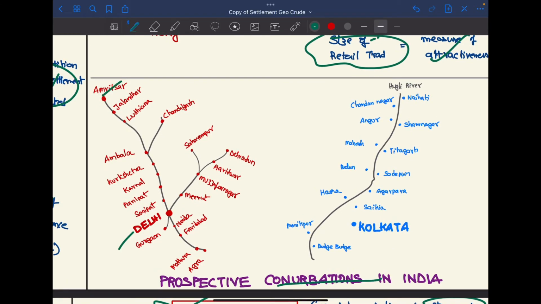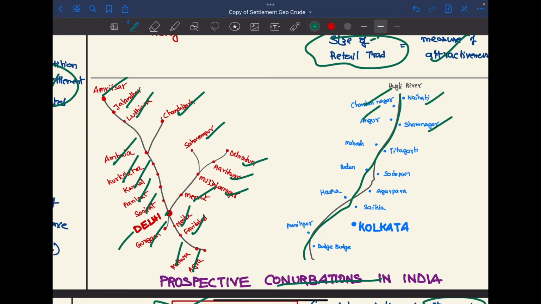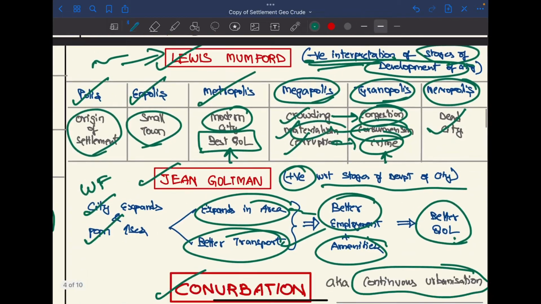We have Delhi, Amritsar, Jalandhar, Ludhiana, Ambala, Kurukshetra, Karnal, Panipat, Sonipat. We have Delhi now. Then Gurgaon. Here we have Chandigarh. Here we have Saharanpur, Dehradun, Haridwar, Muzaffarnagar, Meerut. This side we have Noida, Faridabad, and finally Mathura and Agra. In Kolkata, along the Hooghly River, we have Chandannagar and many other towns. So these are the prospective conurbations. With proper development in future, they may turn into the conurbations of India.